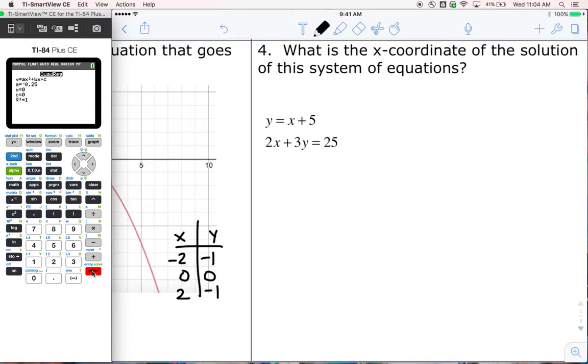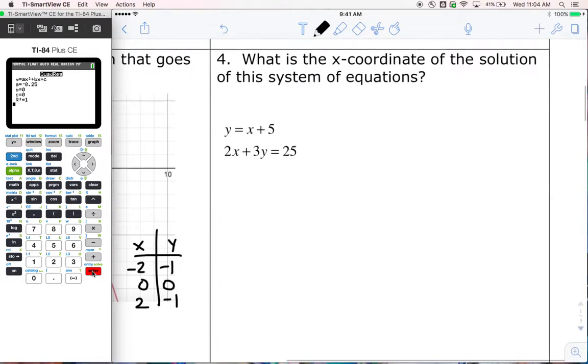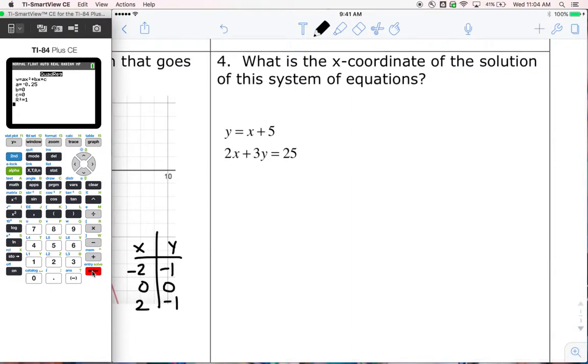All right, example 4. What is the x-coordinate of the solution of the systems? Well, since we have y equals and then not y equals, our setups are not the same. This is when we use substitution. So I'm going to take this 2x plus 3, and I'm not going to write y, equal to 25. So basically, I just didn't write this y.